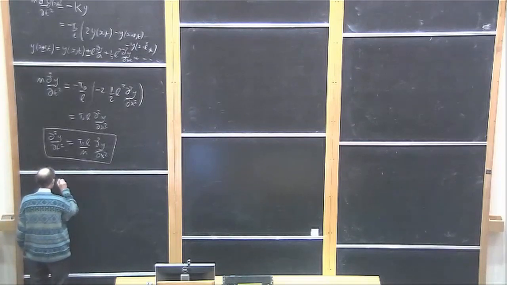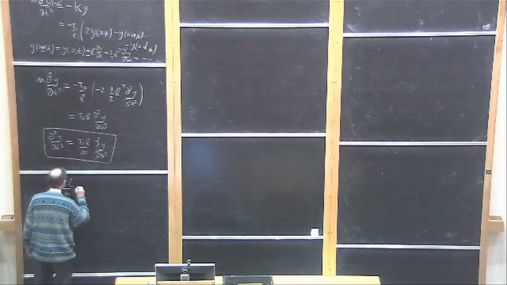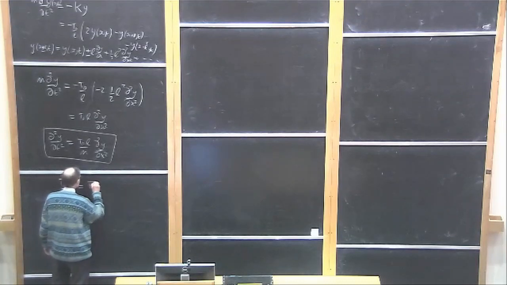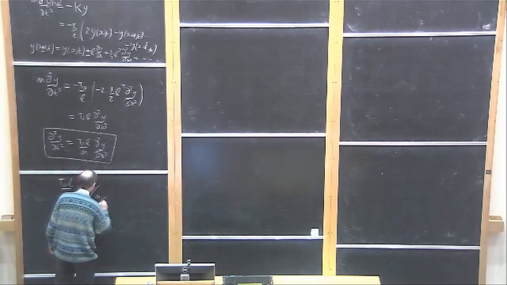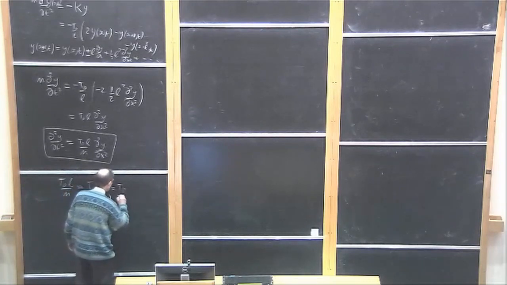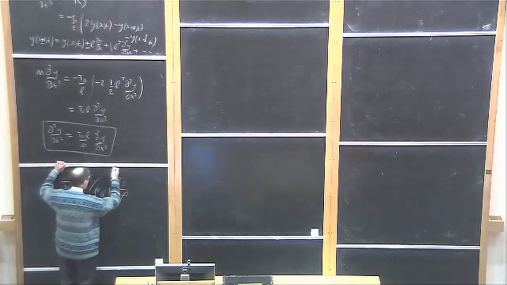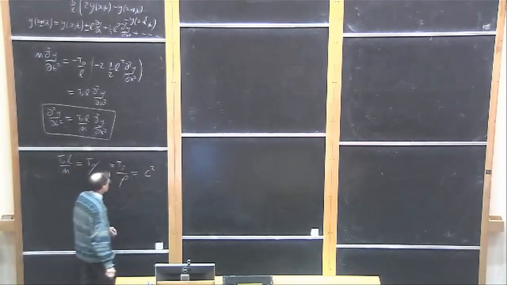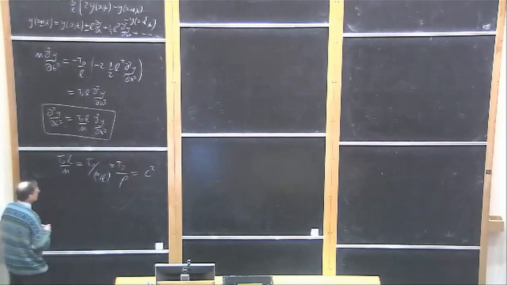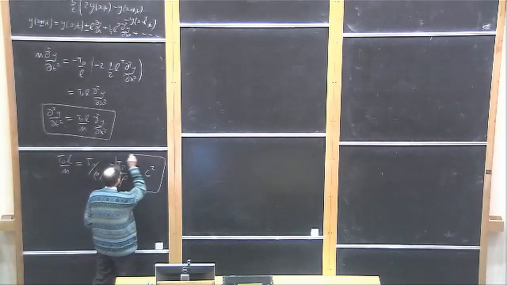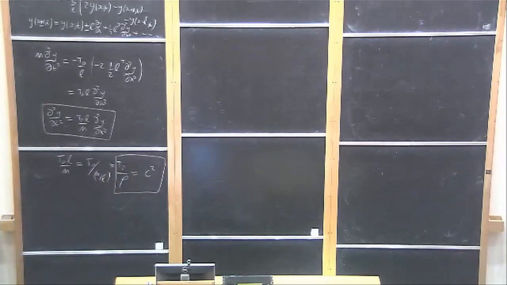So T naught L over m is equal to T naught divided by m over L, which is T naught over rho, where rho is the mass per unit length. Okay? And that equals the wave speed squared. And so that's another equation that we're going to use quite a lot. Now, I'm going to derive these in the next lecture, starting from a continuum view throughout, instead of this rather awkward transition from a particle view to a continuum.